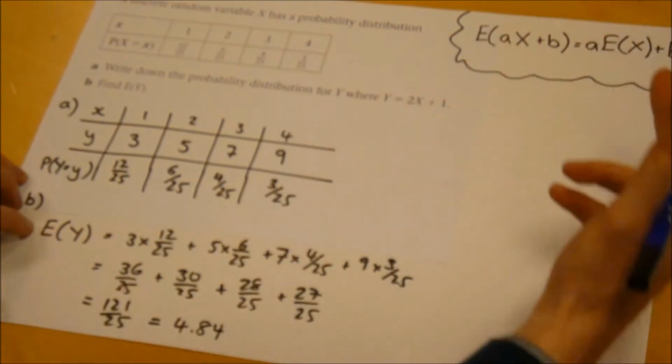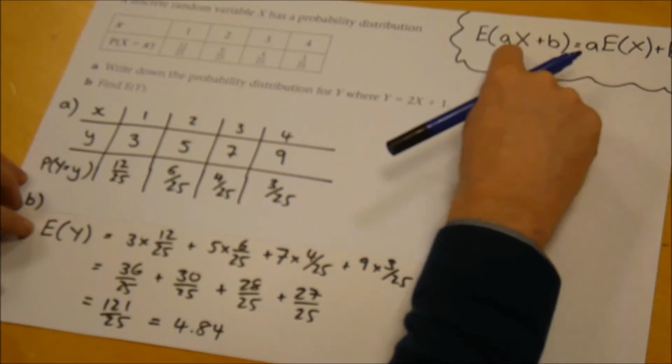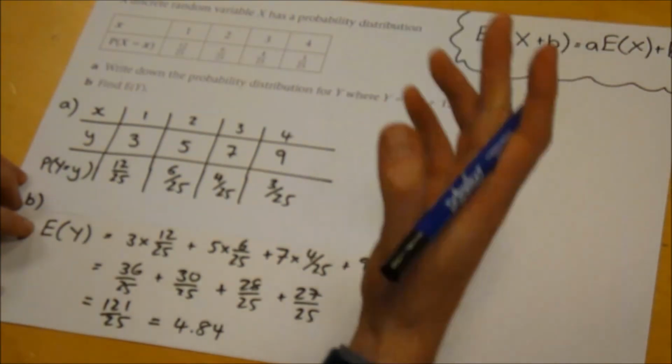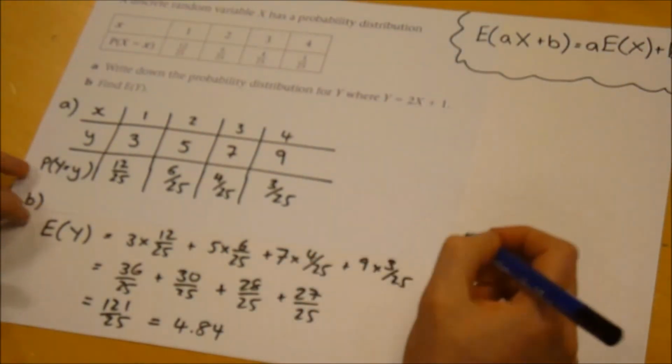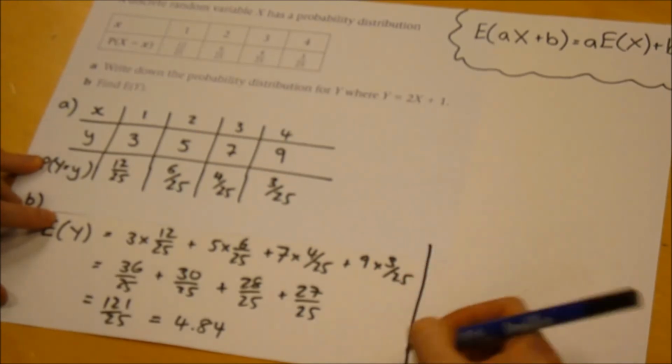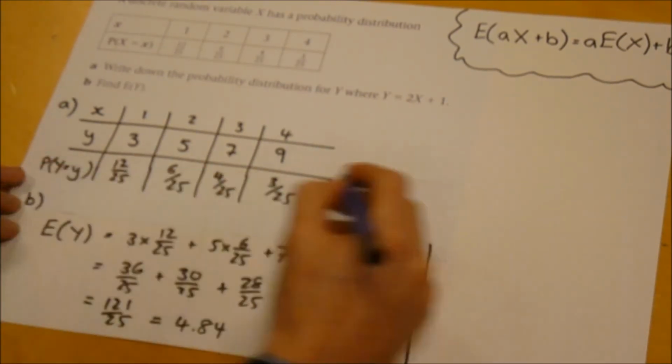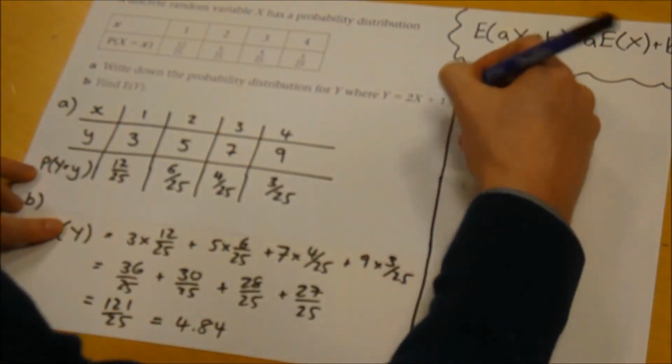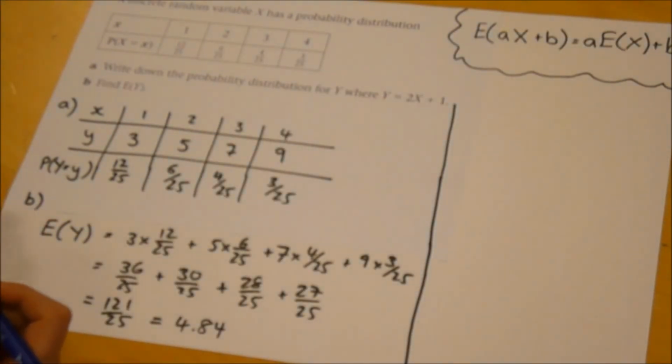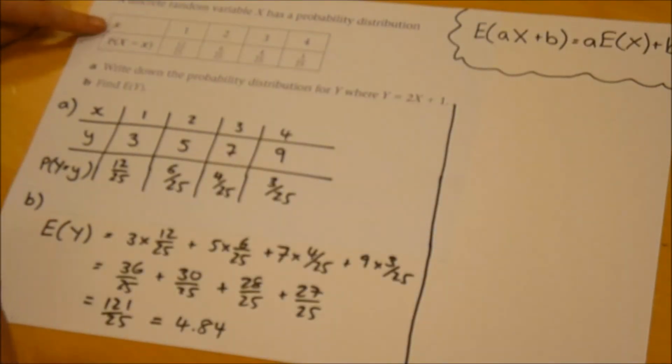However, we haven't really used here our link between these things. So let's see if we could have done this a different way. So let's actually work out the expected value of x first. Well, we could get that straight from this table.